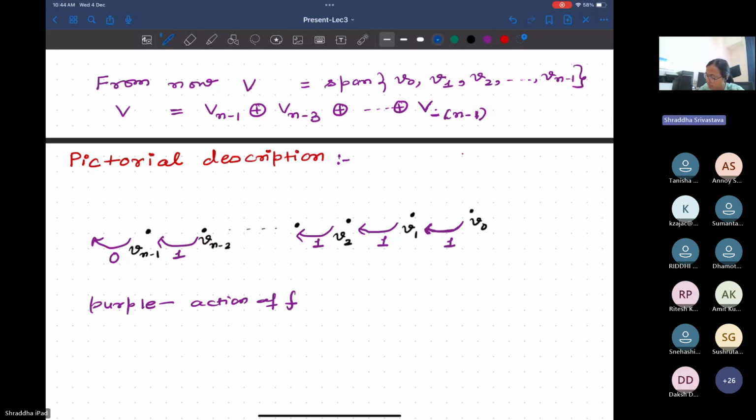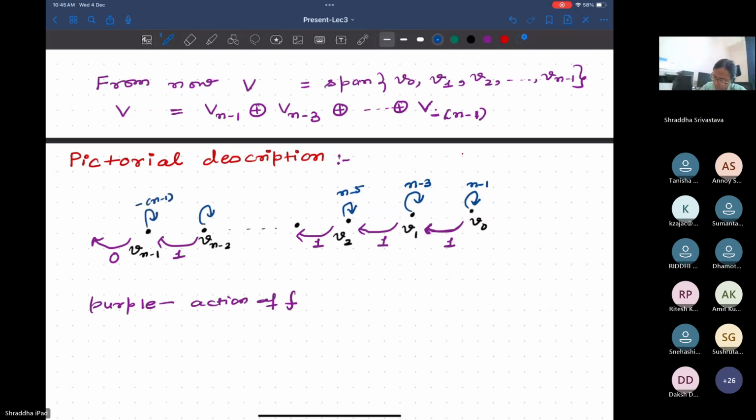So let us do the action of H. All of these V0, V1, V2, up to Vn minus 1, are eigenvectors for the action of H. Here V0 is an eigenvector: H sends V0 to itself up to some scalar multiple, precisely n minus 1. V1 is sent to a scalar multiple of V1, and the scalar is n minus 3. Then you have n minus 5, and you can continue.